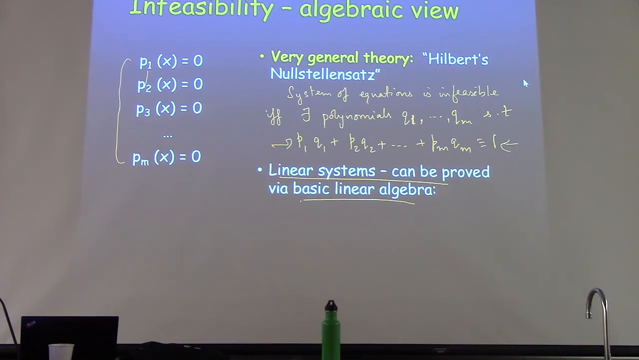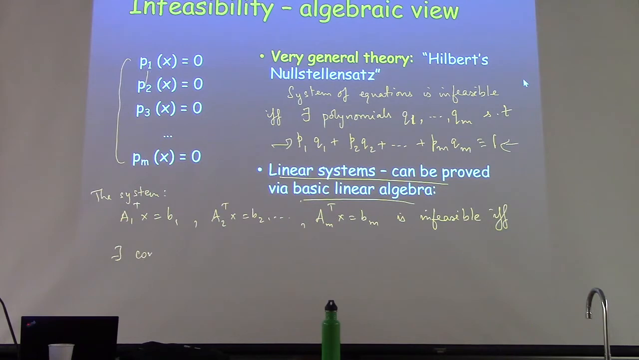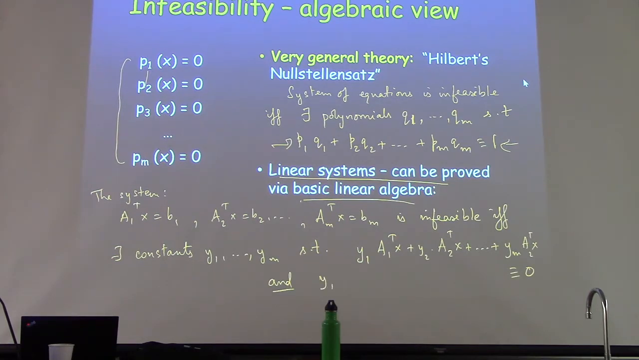So if you have linear equations A1 transpose X equals B1, A2 transpose X equals B2, and so on to Am transpose X equals Bm, the system is infeasible if and only if there exist constants y1 through ym such that y1 times a1 transpose x plus and so on, this is identically zero, and y1 b1 plus y2 b2 plus and so on plus ym bm equals 1.